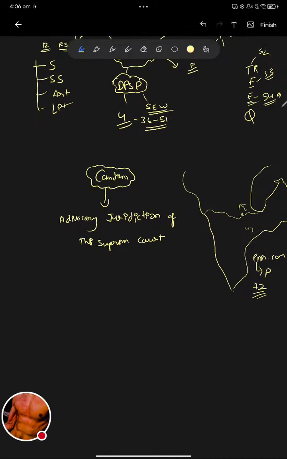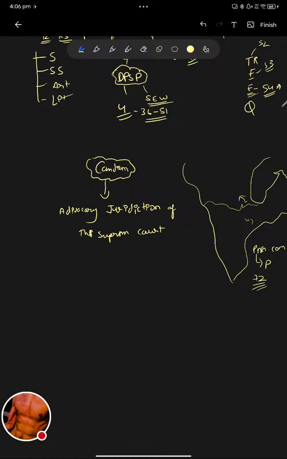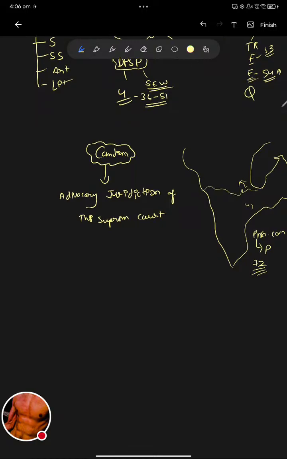And the advisory jurisdiction of the Supreme Court is from Canada. And now from Canada, you could also remember three C's. Three C's, right? Your residuary power in the center, and then your federation with a strong center.